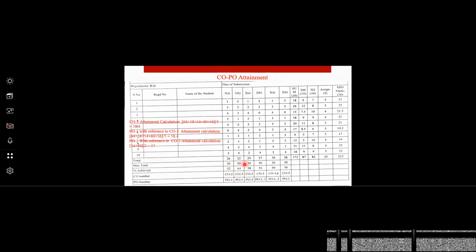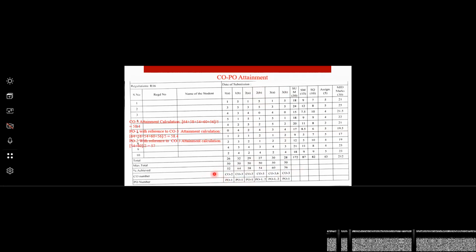Similarly, for 1B, you can see the total marks by the 10 students is 32, but the maximum marks is only 50. That means 64% of students were able to answer this question, and that means they have reached CO3 attainment of 64% with respect to the 1B question. Now 2A, 2B, 3A, 3B, and so on. The percentages are given here. The maximum marks is 50, and the total marks in 1A, 1B and the rest for all the students are calculated and shown here.